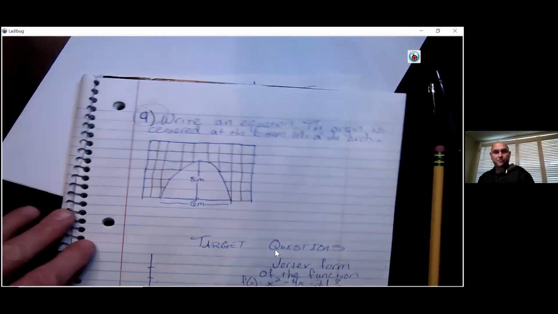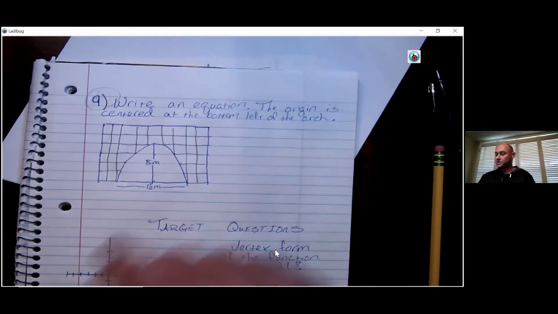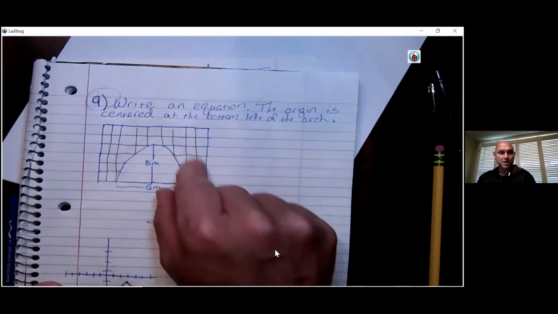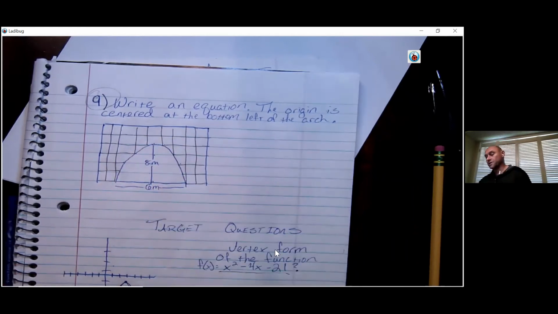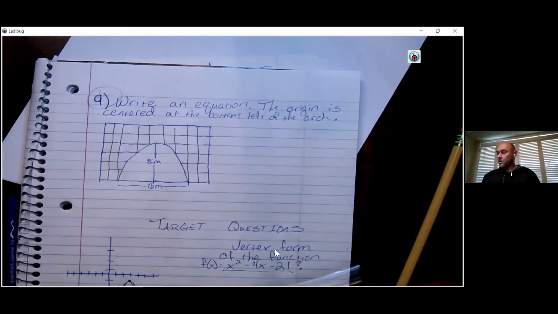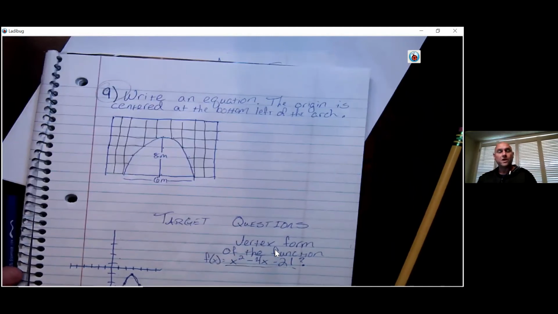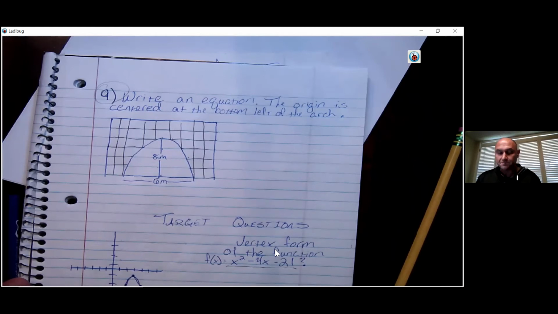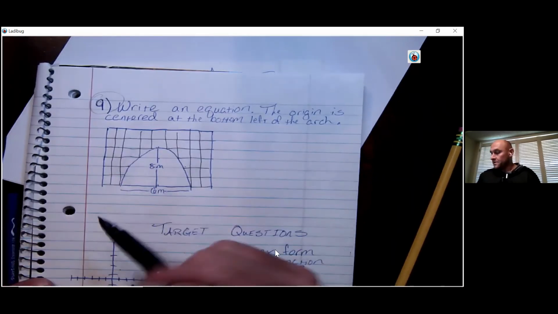A little tricky problem for you. We've got an arch. The arch is in the form of a parabola, and we need to find the equation of that parabola. So what we're going to have to do with this one is not only find the vertex, but we also have to find a. What is a? To do that, we're going to have to do a little math.